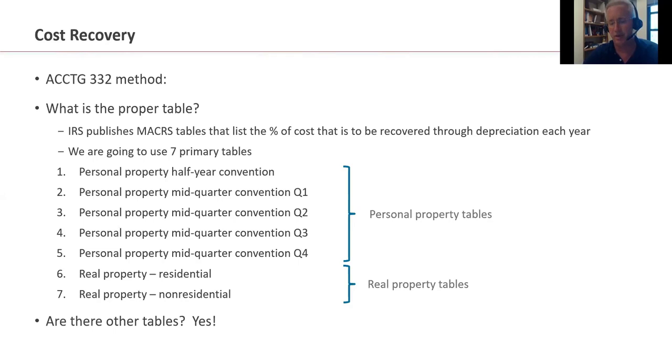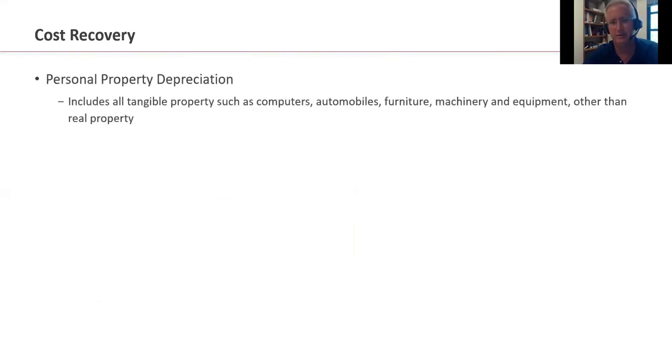Are there other tables? Oh yeah, there's tons. The IRS publishes a bajillion depreciation tables. But some of them are pretty arcane, and we're just not going to cover them in this course. These are the ones we're going to use. Okay, so let's start with personal property depreciation. Personal property includes all tangible property that isn't real property. So that's computers, autos, furniture, machinery, equipment. Anything not real property is personal property.